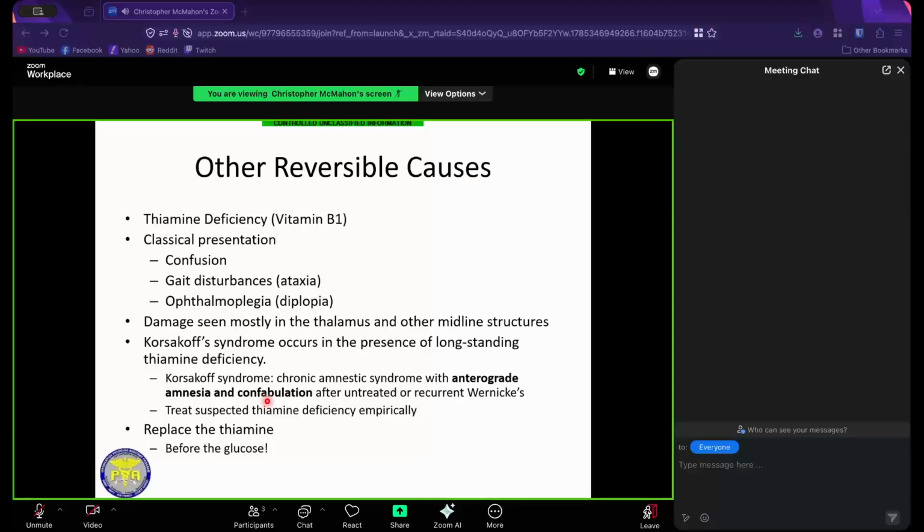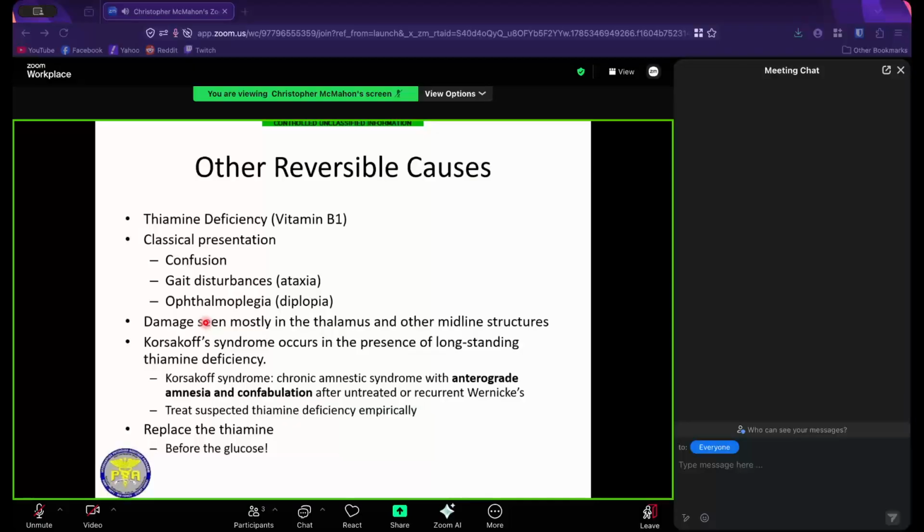Some of the other reversible causes: we've spent a little bit of time with B1. That takes the "I think this person has dementia" and fits it more into the delirium category because it's reversible. I've got the classic presentation of confusion, gait disturbances, ophthalmoplegia. We hit that on another slide. And then you can put that in the Wernicke's and the Korsakoff syndrome, where you think alcohol withdrawal and vitamin deficiency, either B1 or B12.